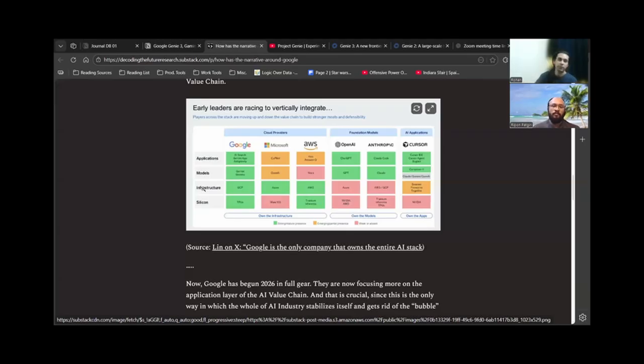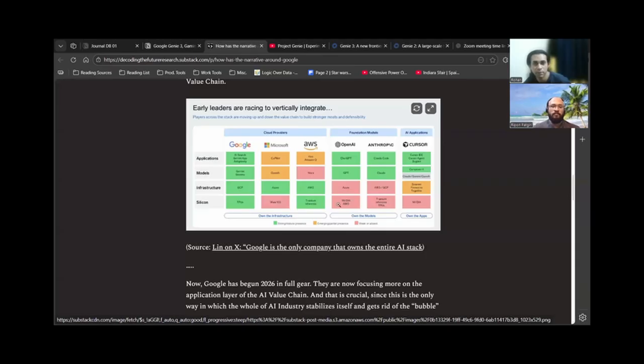So from the silicon part, the hardware part, they have the infrastructure, they have the assets. Infrastructure-wise, they have the Google Cloud Platform. Obviously, from the model part, they have the models and applications, Gemini, Genie, and all of those things, and all the ecosystem integration that they have. So Google has all of them. In fact, they are the only company that has a hold on each and every aspect of the whole value chain.